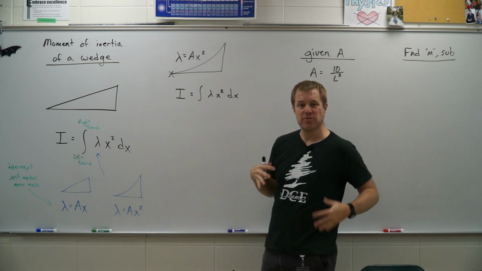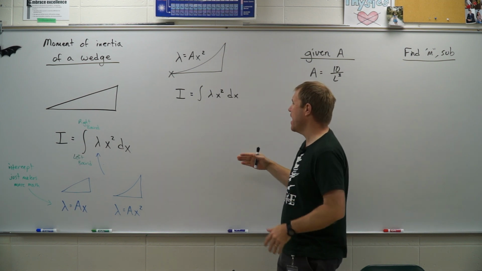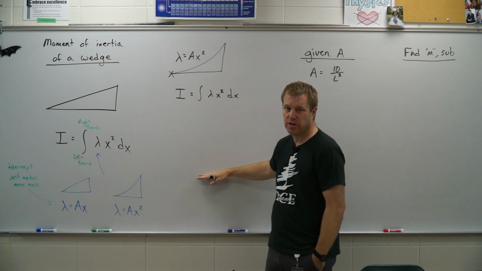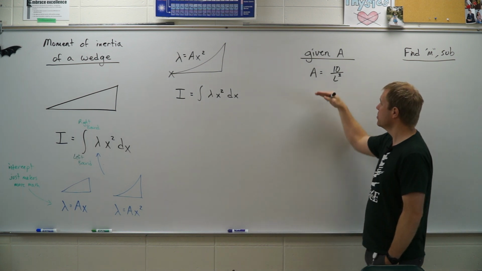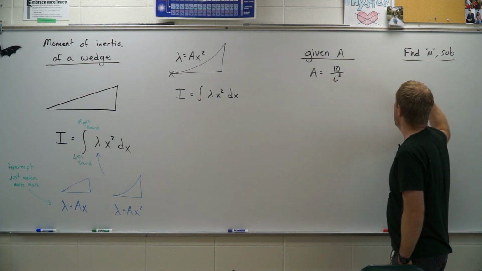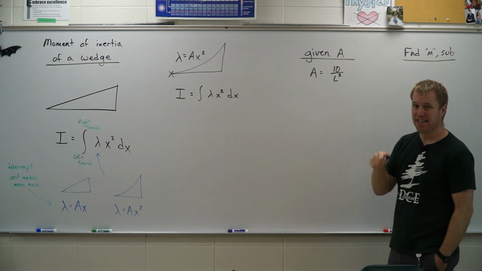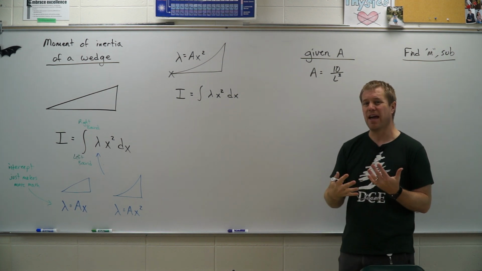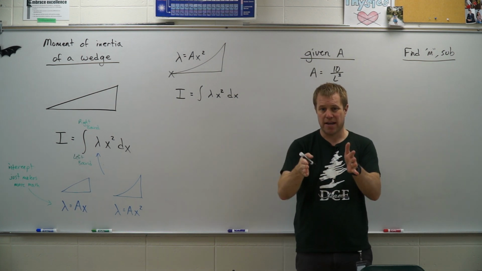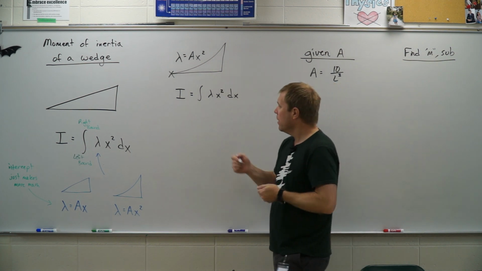So let's go ahead and do the same kind of strategy we did last time. We're going to find our moment of inertia, and then we're going to look at two scenarios. One where we're given an a value, and one where we're going to find the mass and substitute that in. So we get something in that format of fraction, mass, length squared. All right, so let's go ahead.